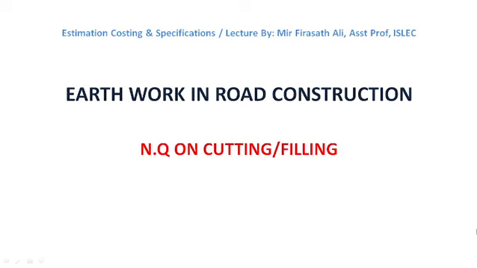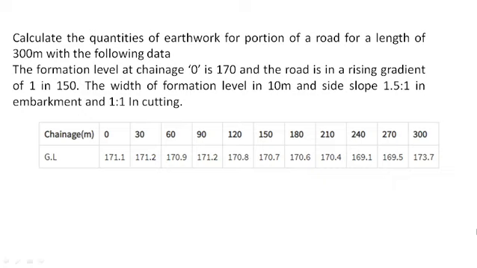We are in earthwork in road construction and we are solving a numerical example on this topic. So, the question is as follows. The question given to us is, calculate the quantities of earthwork for a portion of road for a length of 300 meters with the following data. The formation level at chainage 0 is 170 and the road is in rising gradient of 1 in 150.